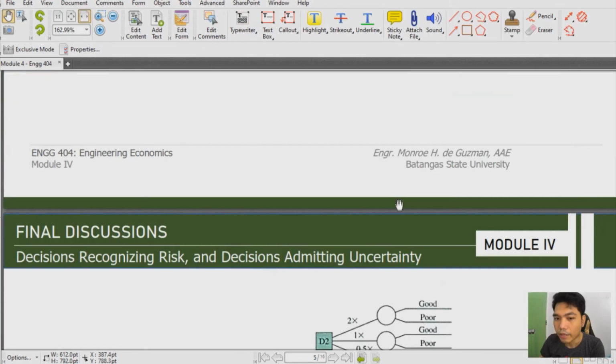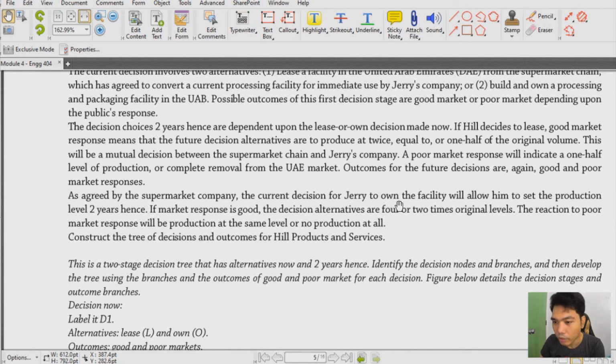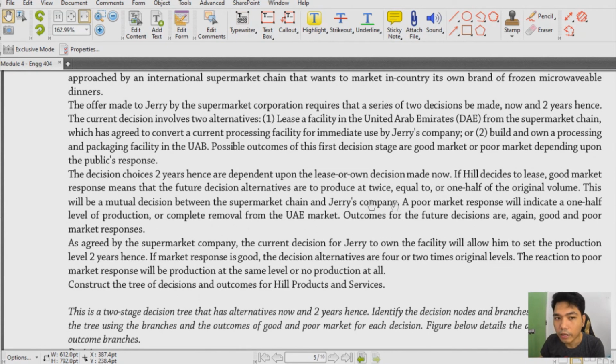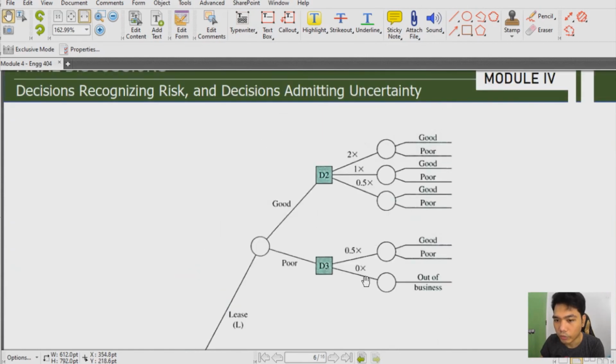Okay? And then, next one is, kapag naman in the future tayo, and then, nag-lease yung ating first decision. So, ito yon yung nag-lease tayo. Pero, poor yung ating market. So, nasan ba dito yun? Poor market response. So, 1/2 and then complete removal. So, kaya dito is 0.5 and then 0. So that means out of business na. I-remove na yon. Hindi na tayo magpapatuloy. So ganun lang yung concept.